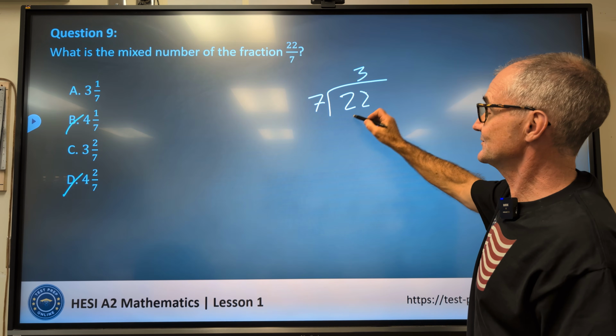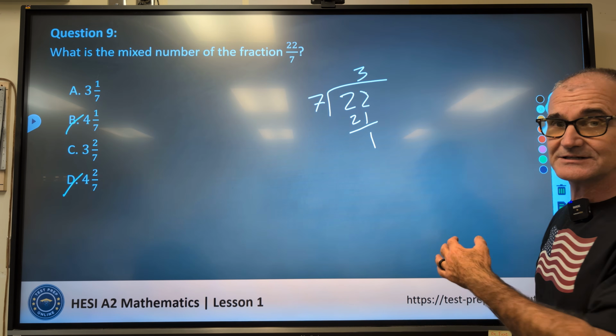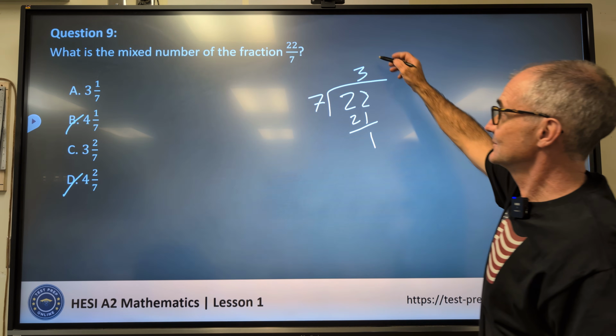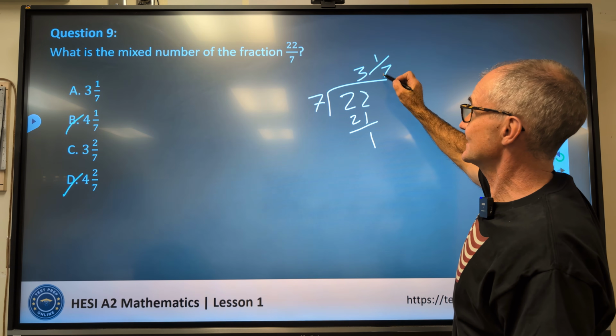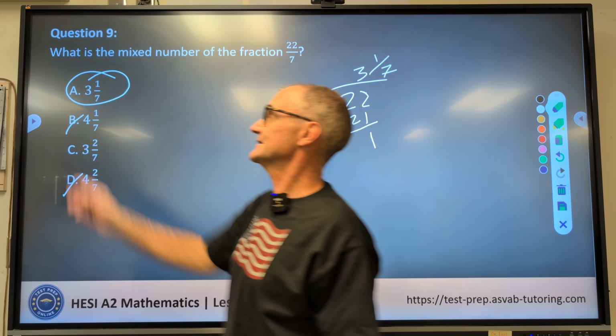7 times 3 is 21. 22 minus 21 is 1. We're not doing decimals, we're doing fractions. So this is going to be my numerator. This is my denominator, so I have 3 and 1/7, which is answer A right here.